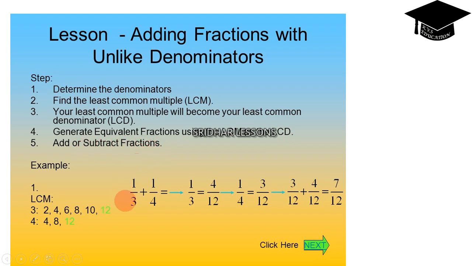For example, for 1 by 3 and 1 by 4, the LCM is 12. So we will make this as 4 by 12 plus 3 by 12. That means we can simply add the numerators. 3 plus 4 is equal to 7 by 12.